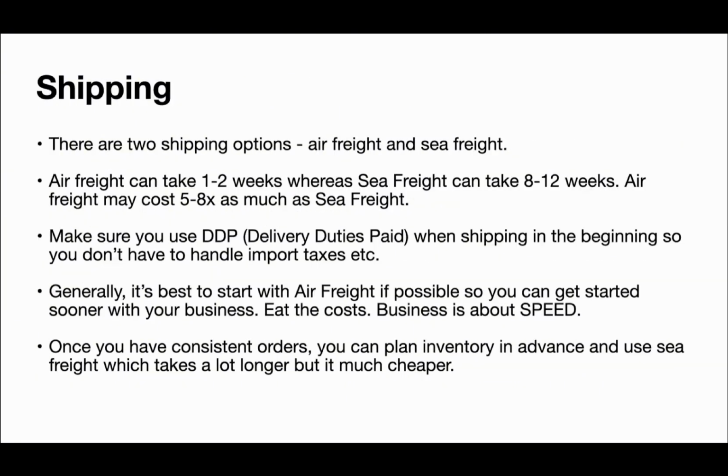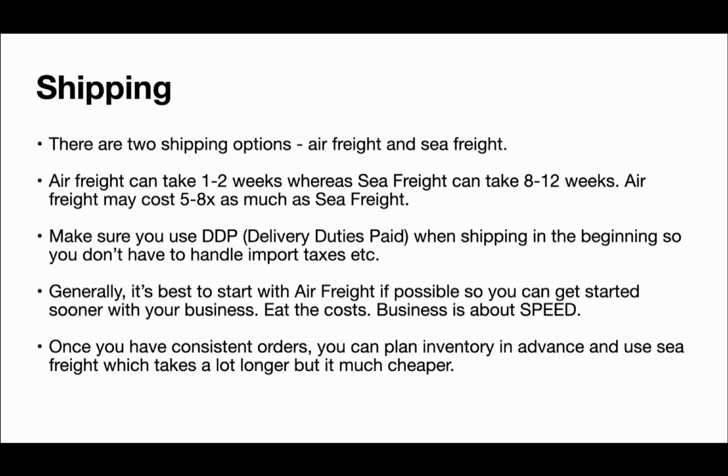In this section, we're going to talk about shipping the products from China or your supplier's location to you directly. I'm not talking about shipping the products from your house to your customer. That's a different discussion. So there are two main shipping options when it comes to shipping products directly from your supplier. There's air freight and there's sea freight.